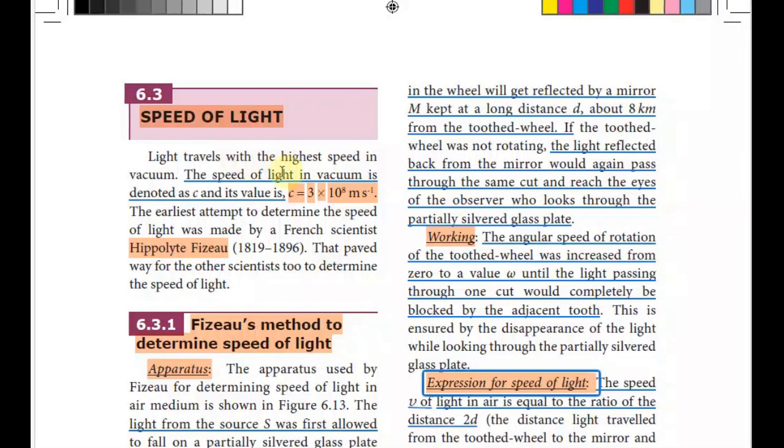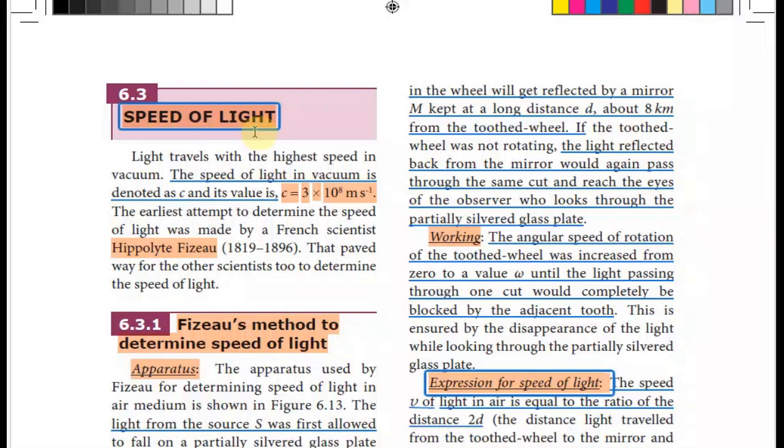Dear students, in this video we are going to study about the speed of light. You know, the speed of light is about 3 × 10^8 meters per second, and how the scientists were able to measure this. Let us see now.